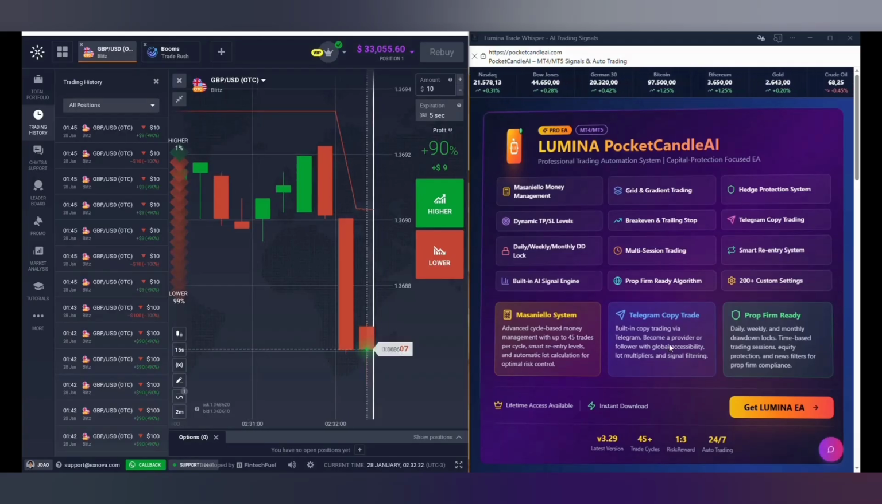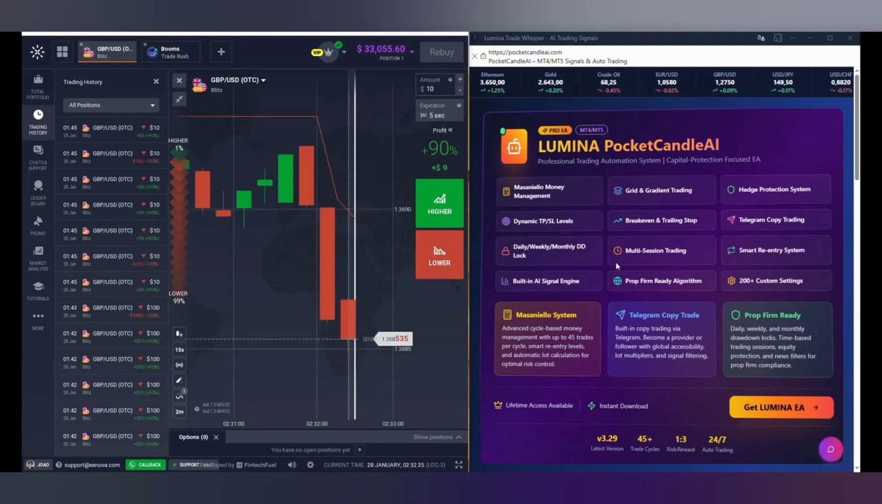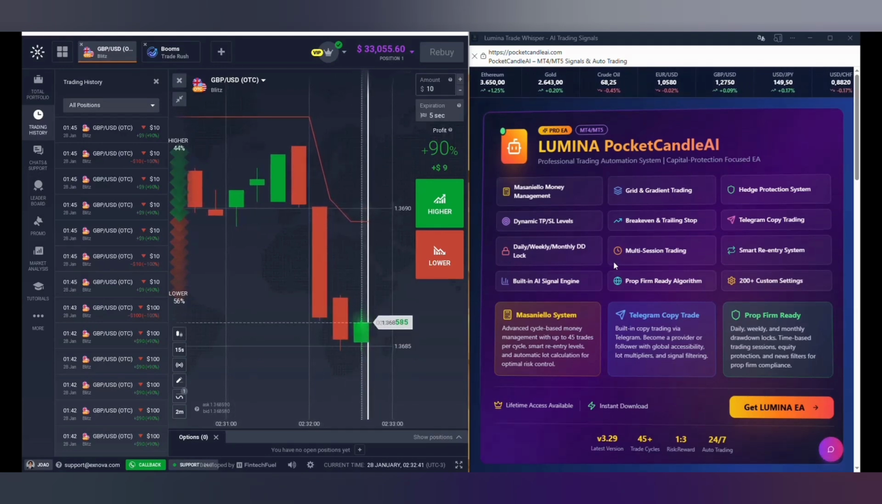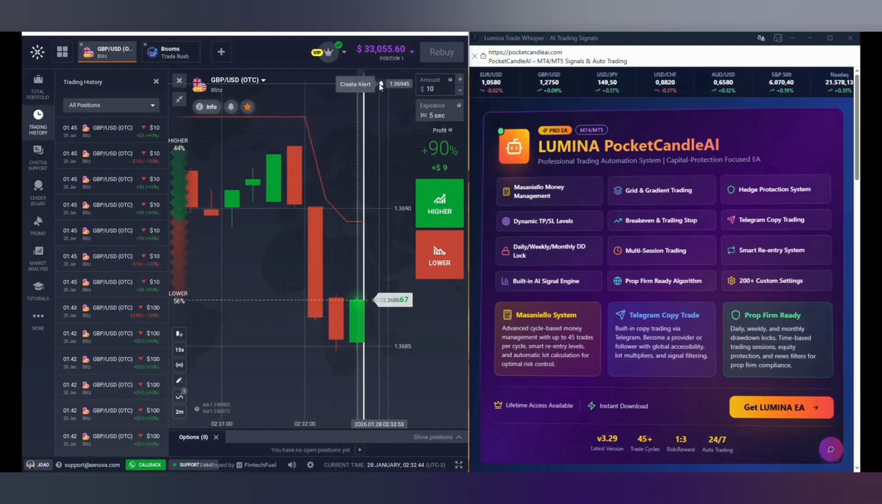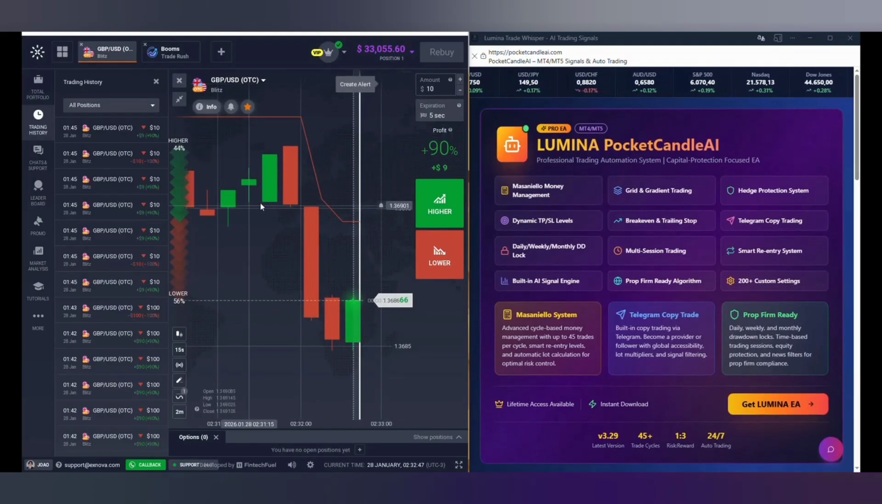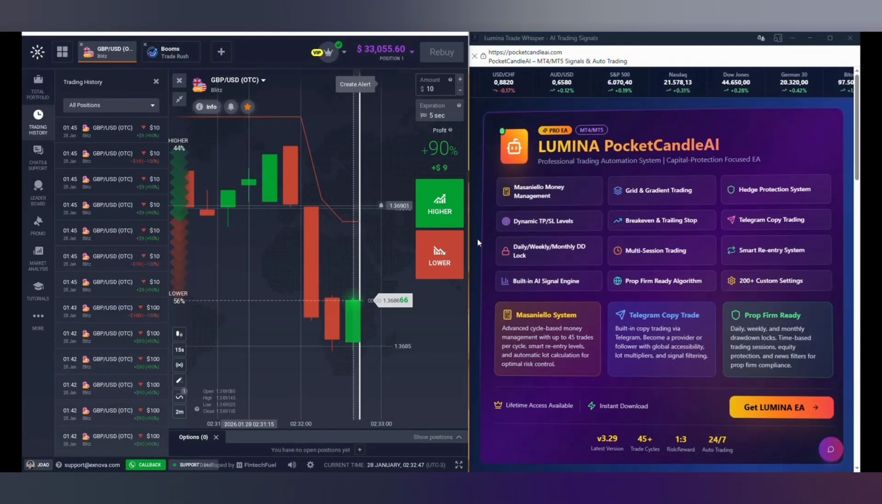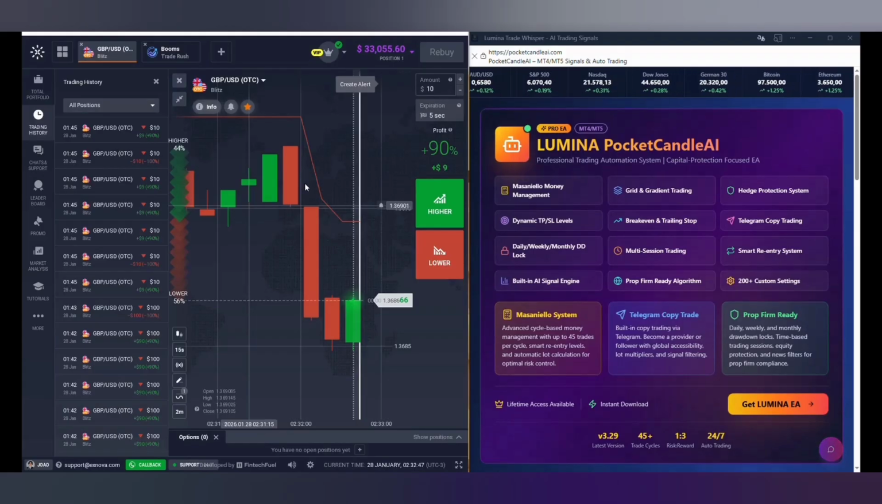Guys, we are on the third video explaining the Pocket Candle AI signal with live trading on this tournament account. Today we are going to the next money management system and also update you on the tournament account I'm using to prove that the Pocket Candle AI works. As I go through all the money management systems, I'm also letting you know which one I prefer, and which one you should use based on your account balance.